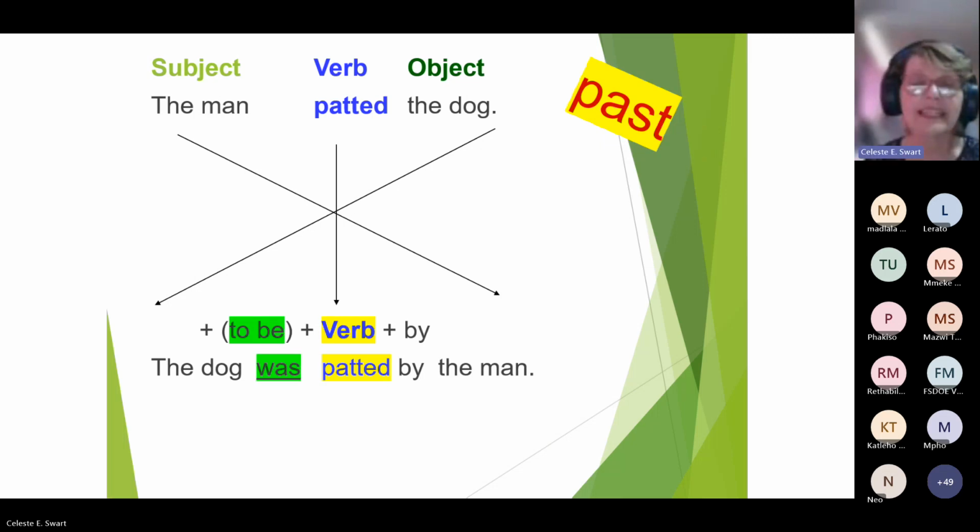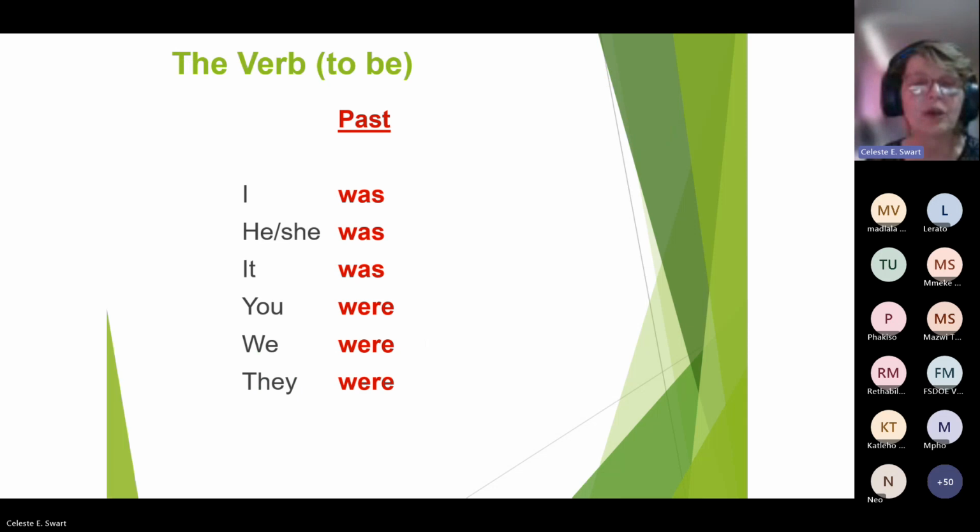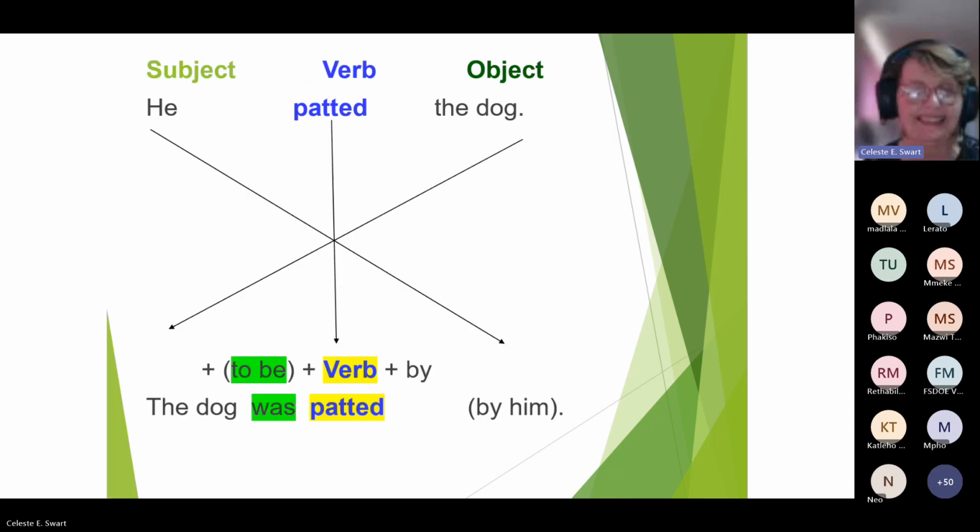When we look at the past tense, you will see that the form of the verb there determines the form of the verb to be, which is in past tense, and that will then be was or were. Remember, you need to know your pronouns. And by now you know them, so I don't have to run through each and every one of them because you are all up to date.